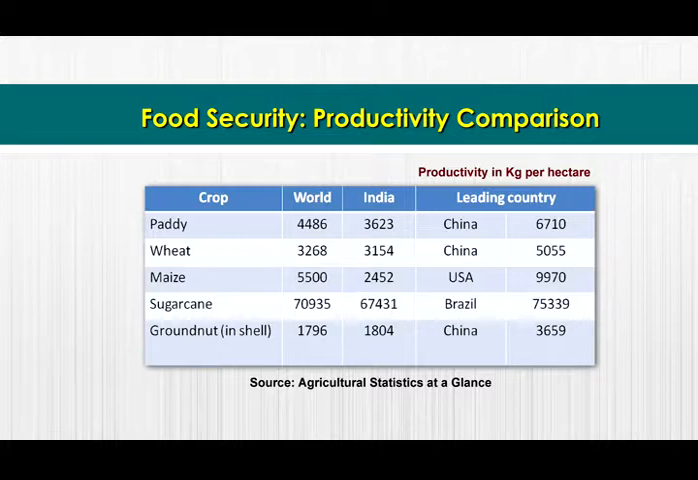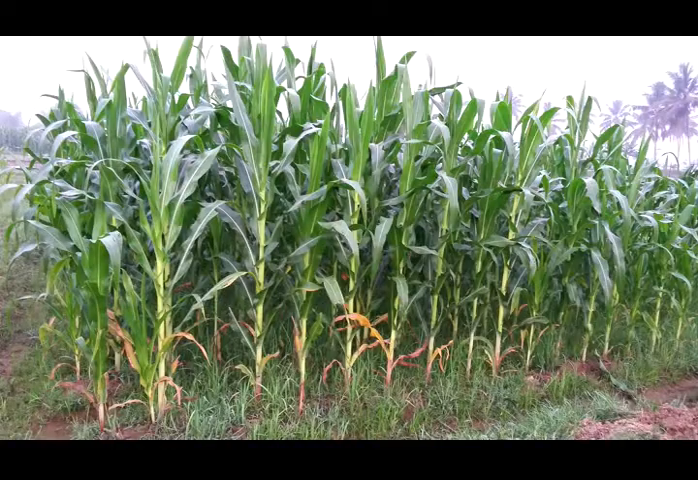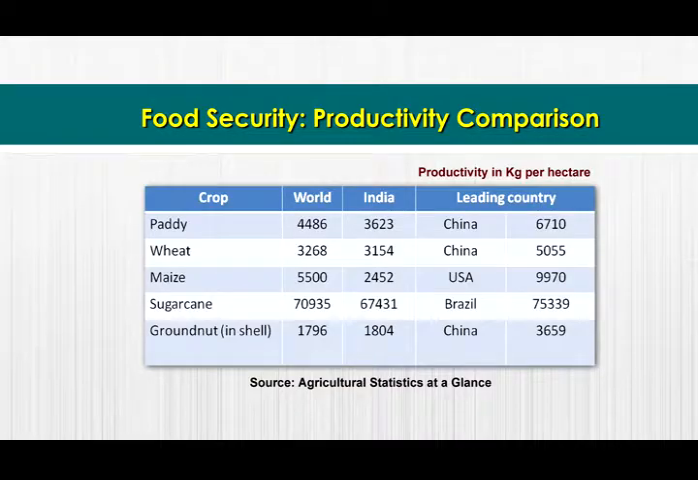China is the leading country in case of productivity of the paddy. Then in case of wheat, our productivity is almost equal to the world average productivity. In maize, we have very less productivity compared to the world average. World average productivity is 5,500 kg per hectare. USA has a productivity of 9,970 kg per hectare. Almost 4 times productivity of maize is there in USA.